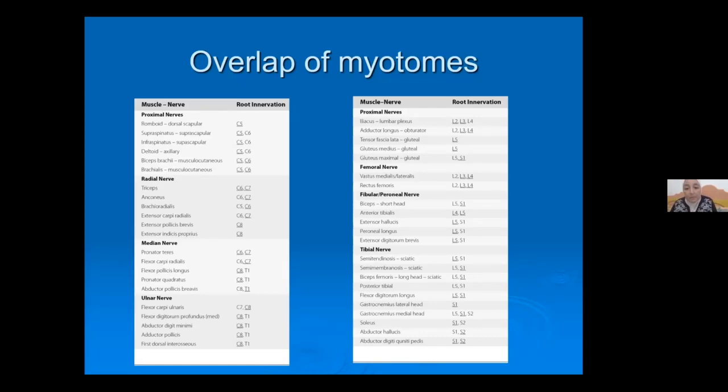Posterior tibial L5 and S1. Flexor digitorum longus L5 and S1. A lateral head of gastrocnemius muscle, another very important muscle, the root innervation is S1. Gastrocnemius, the medial head is mainly from S1, to a lesser extent the one before and after. The soleus muscle mainly from S1, and abductor hallucis from S2 mainly, but also from S1, and the abductor digiti quinti pedis from S1 and S2.